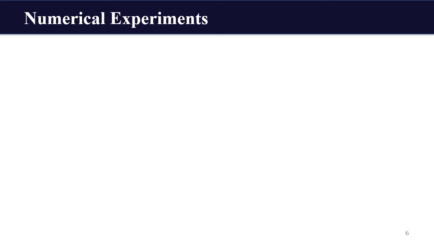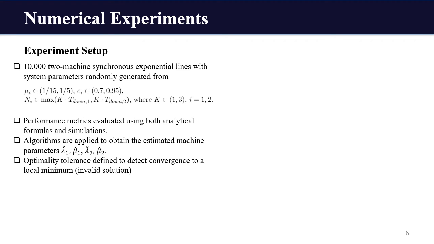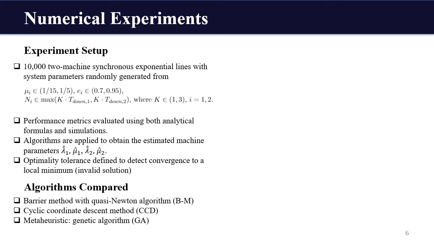In numerical experiments, the performance of these two methods is compared and illustrated. We randomly generate 10,000 exponential lines, and both theoretical and simulated performance metrics are calculated. Given the performance metrics, the algorithms are applied to obtain the estimated parameters, and we use an optimality tolerance to detect the convergence to a local minimum. Besides our proposed methods, we also compare them with a multi-heuristic optimization algorithm, the genetic algorithm, which can generate high-quality solutions to a constraint optimization problem.